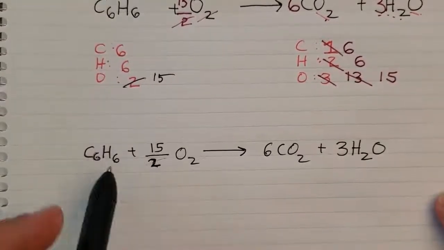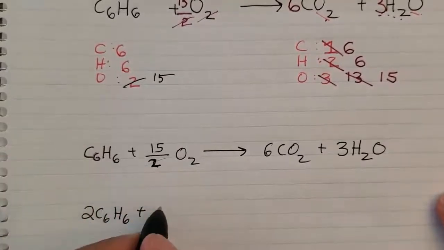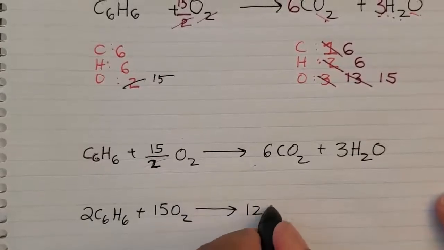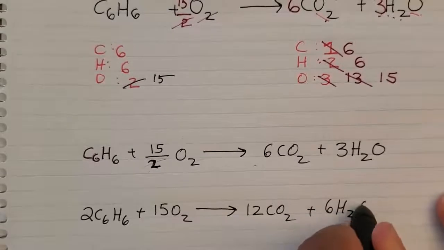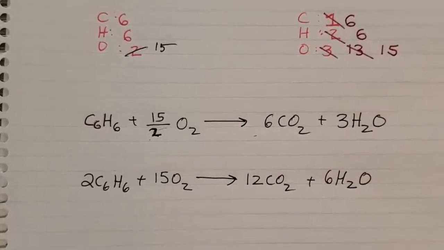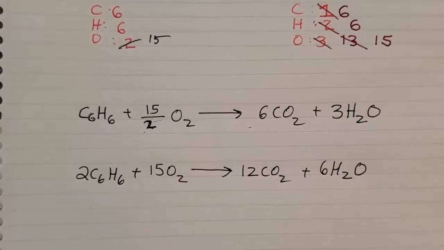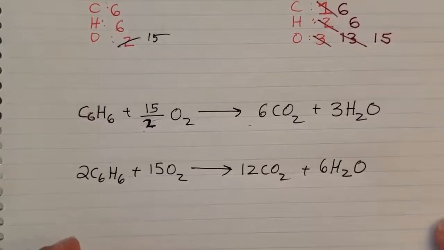So that's going to be 2 times C6H6. 2 times 15 halves is going to be 15O2. 2 times 6CO2 is 12CO2. And 2 times 3H2O is 6H2O. And that should be our final answer. Okay, so we can do a check to make sure everything is okay in balancing it. It's a way to validate your answer, make sure you got the right answer.